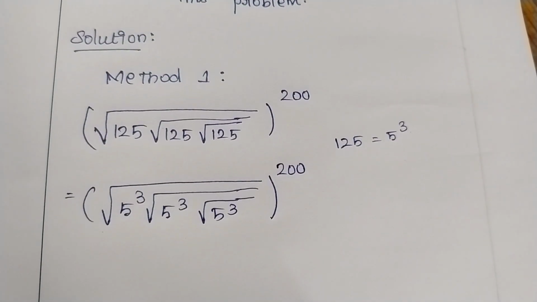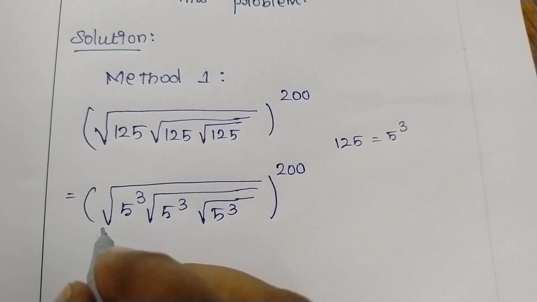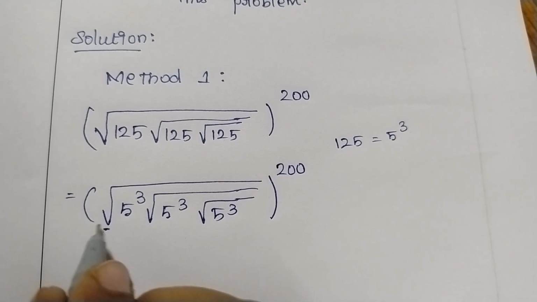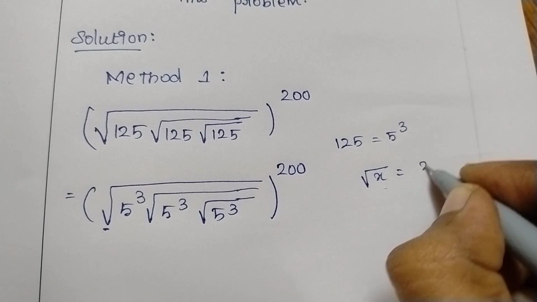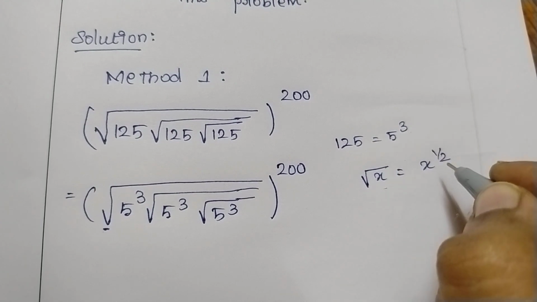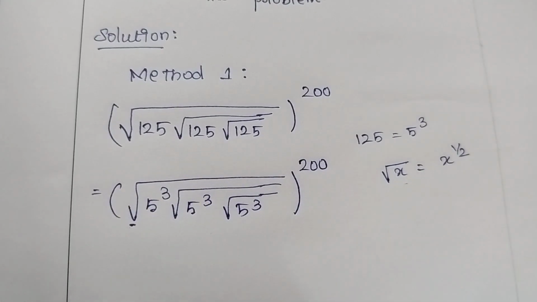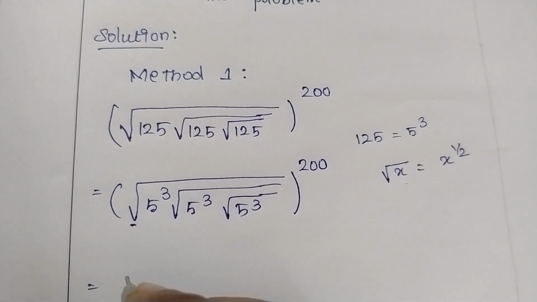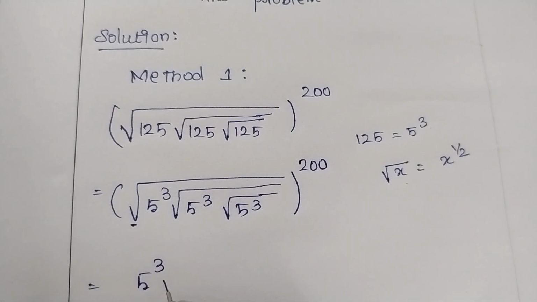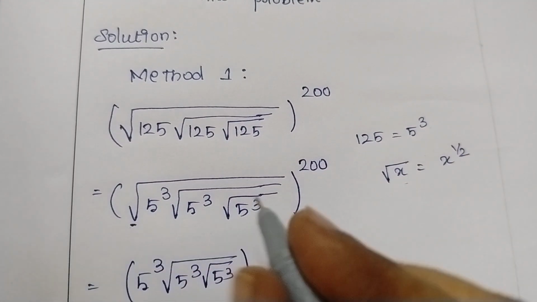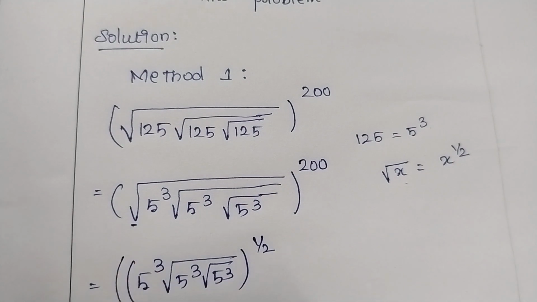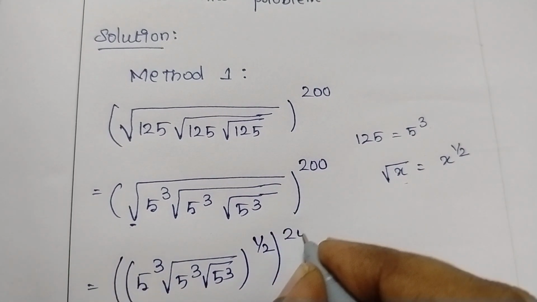The second step is, this is a common root, the whole root. We know that root x can also be written as x power 1 by 2. So just apply this rule here. Therefore, this becomes 5 cube, root 5 cube, root 5 cube. Now I am going to replace this root by 1 by 2, to the power of 200.